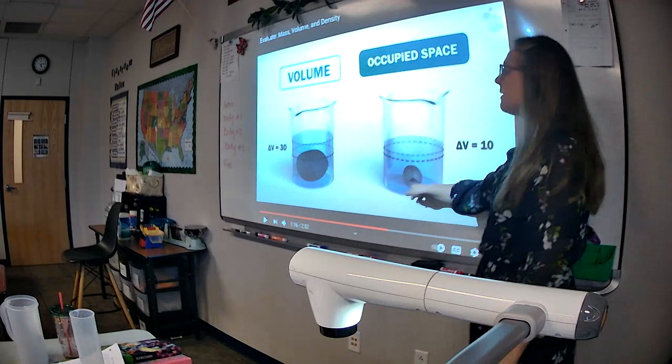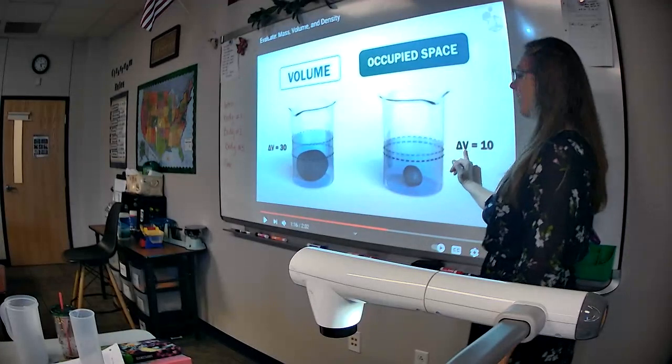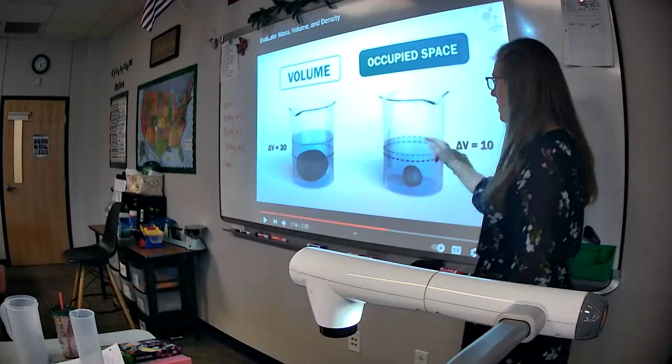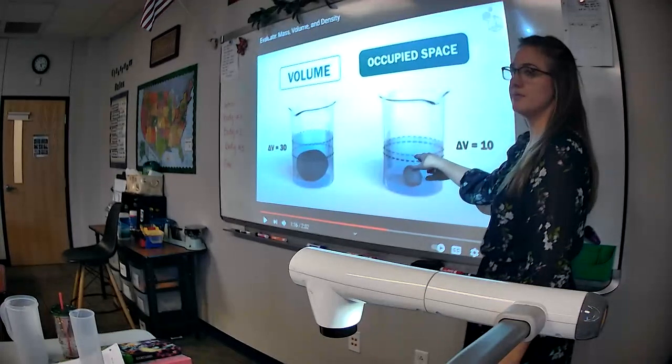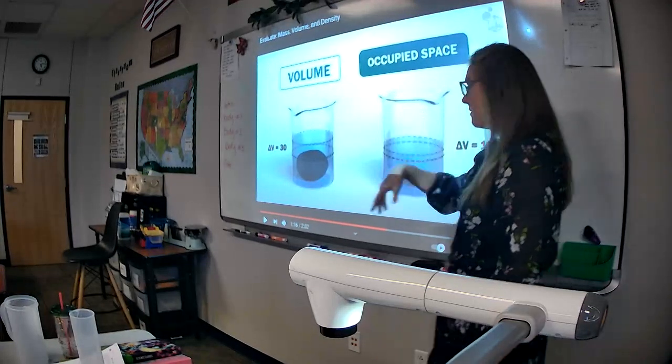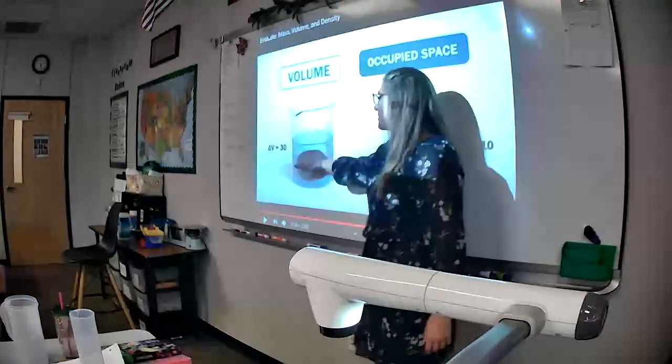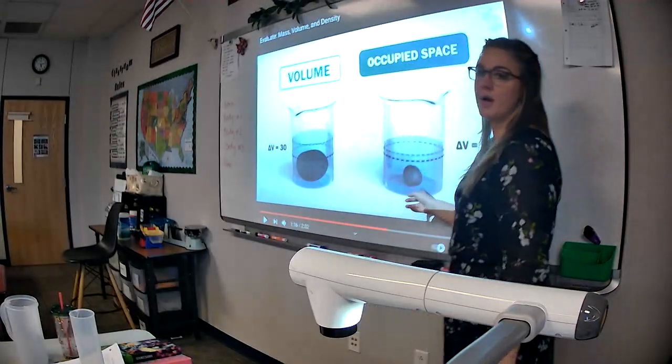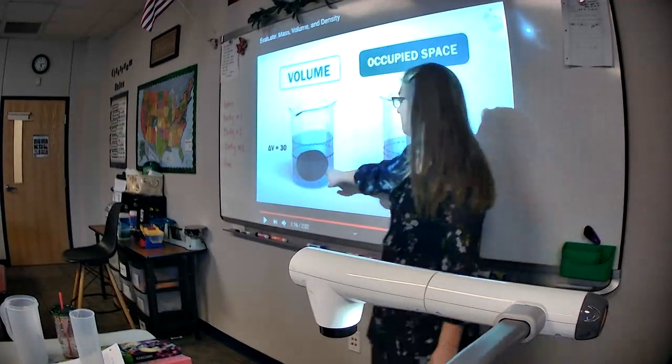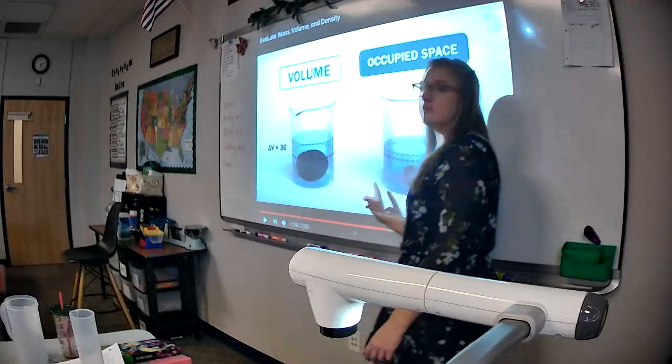Over here, we have a smaller rock. This change in volume was only 10. The water only went from here to here. Which makes sense. The bigger rock will cause a greater change than the smaller rock. So the volume of this rock is 30. The volume of this rock is 10.